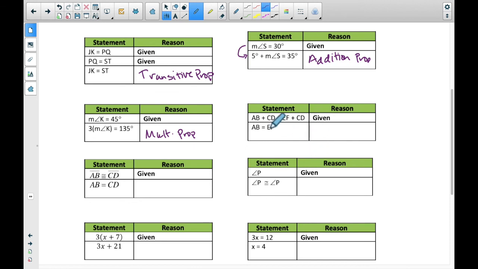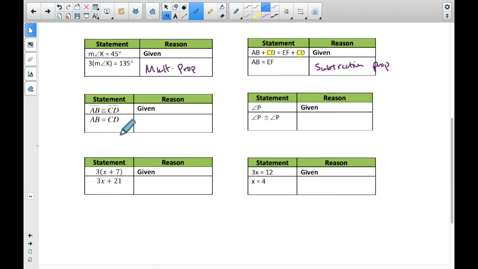Okay, what happened here? We started with AB plus CD equals EF plus CD. But look, there used to be a CD on both sides and now it's gone. How did we get rid of it? We subtracted it from both sides. Let's look at this one. What's the difference? They look very, very similar. This one's congruence. This one is equal to. That's the definition of congruence.